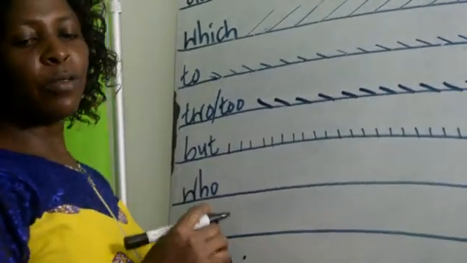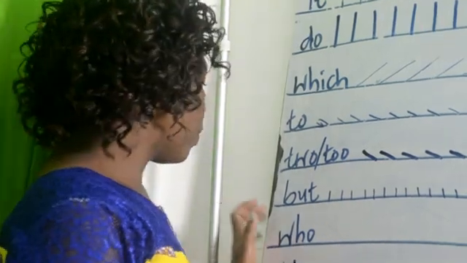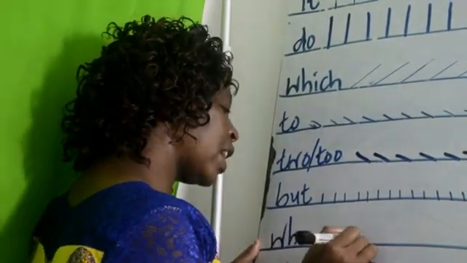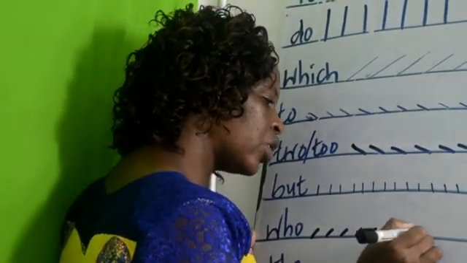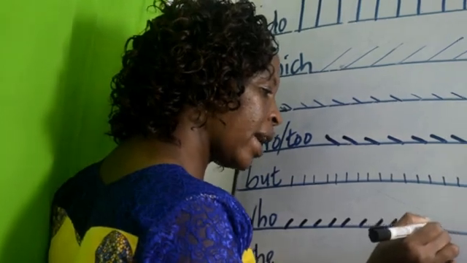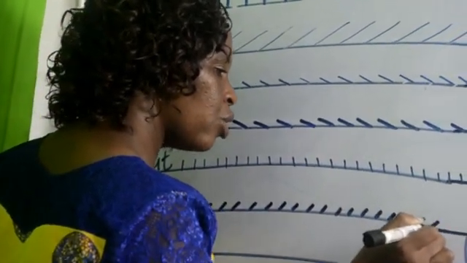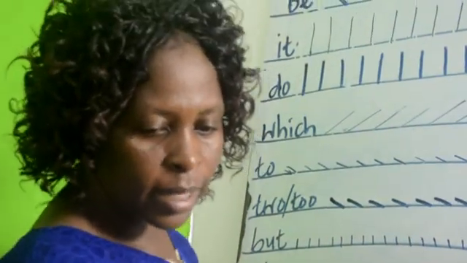Then we have the short form who. Pronounce it, who. Who is indicated by an abbreviated stroke of J on the line, and then you drill faster as you pronounce the word.